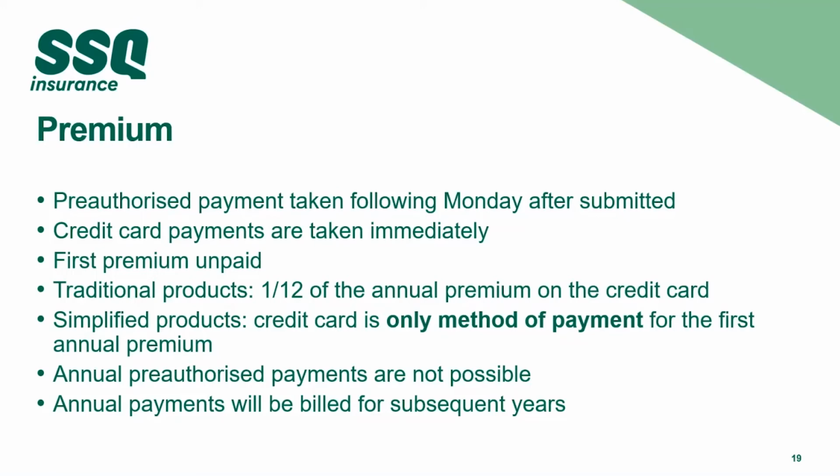I do want to remind you that annual pre-authorized payments are still not possible, the system issue, and annual payments will be billed for subsequent years. So for monthly payments, the first premium can be taken by credit card, the monthly payment, and then the rest can be done by pre-authorized debit. Or they can all be done by pre-authorized debit. The first premium can also be done by pre-authorized debit if we choose monthly only.